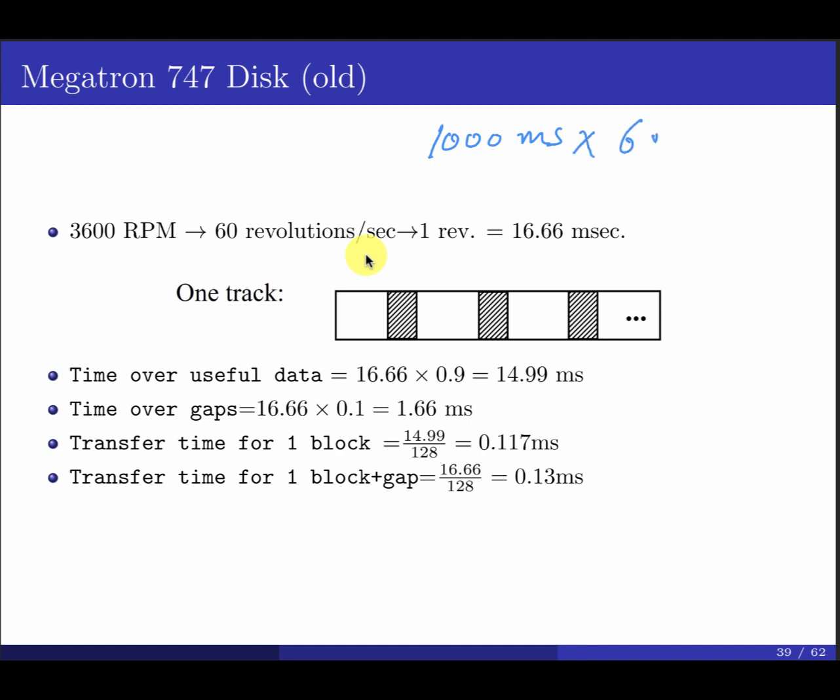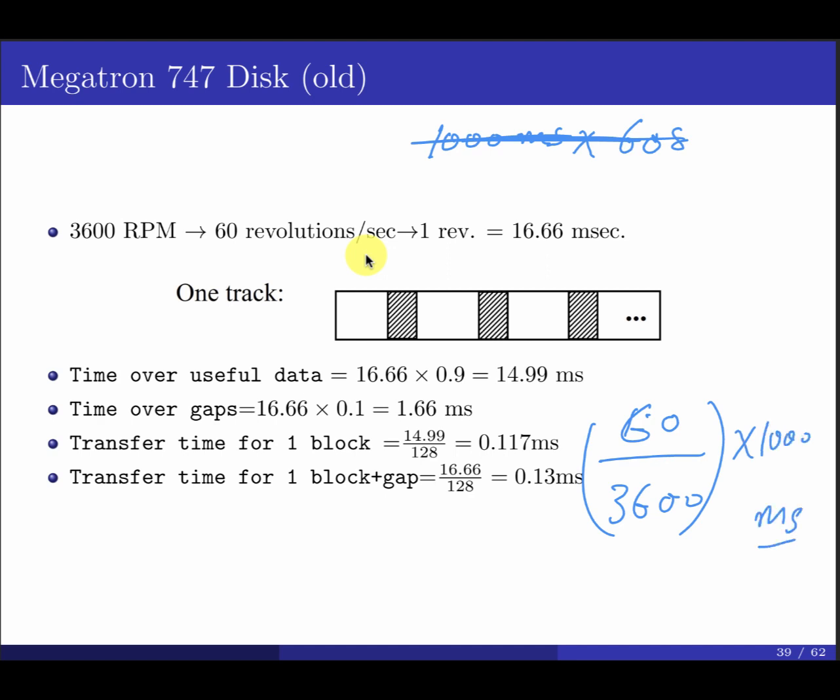Multiply by 60 seconds, or let's say go with the easy one. Take 60 divided by, let's say, 3600 here. Then after that, I need to convert this one to seconds, and here multiply by 1000 in order to convert this one to milliseconds. Okay, so we end up with almost 16.66. This is the time for one revolution or one rotation, right?